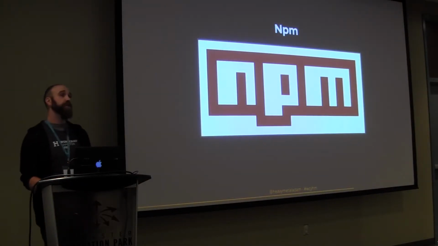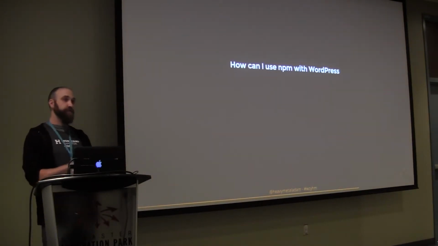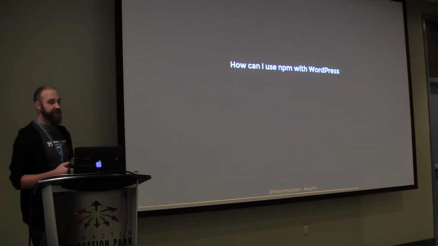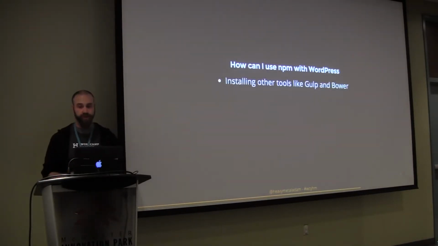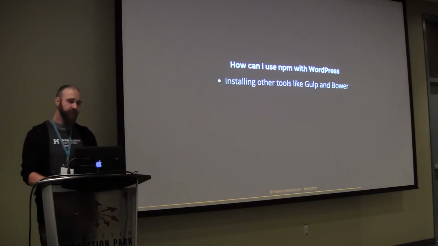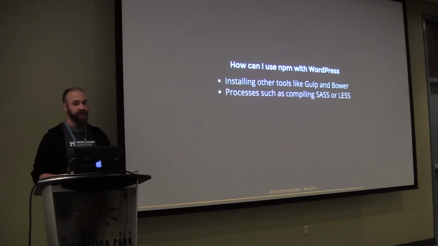If we're using Grunt and Gulp, we want to be able to install that stuff in our project. npm install looks for a package.json file and installs those tools automatically for us. It can also do things like compiling our Sass and Less files, some of these task runner-based things.